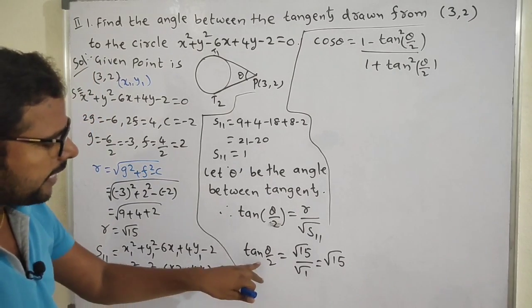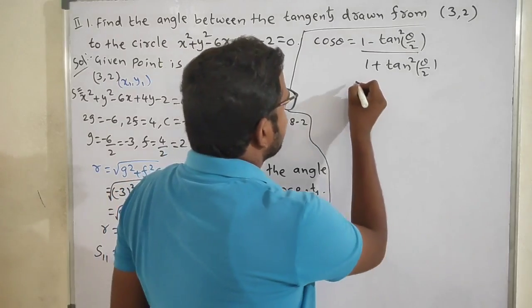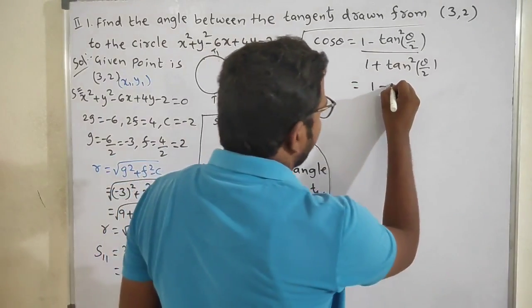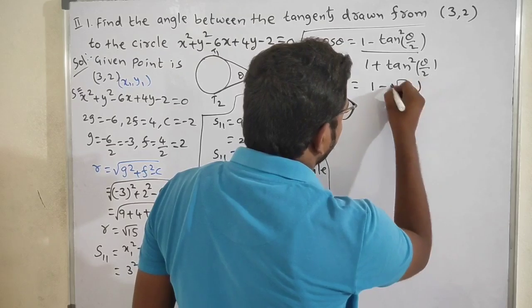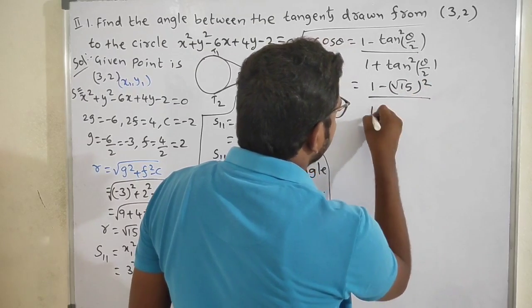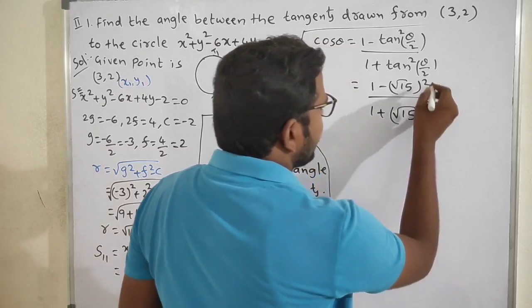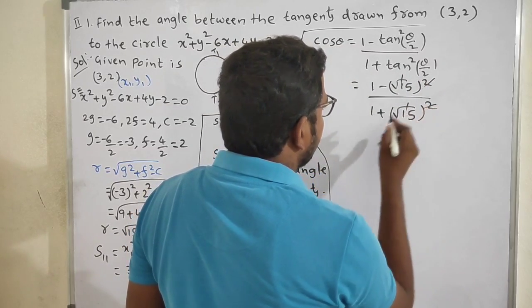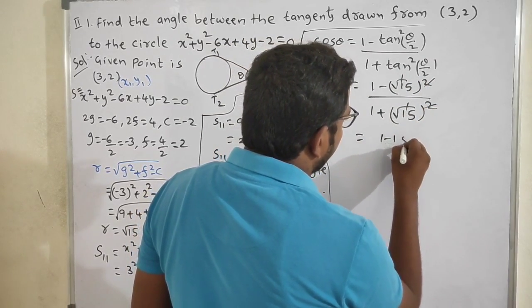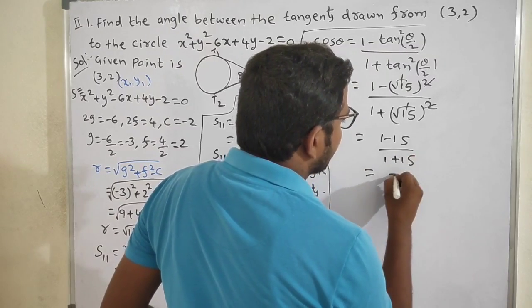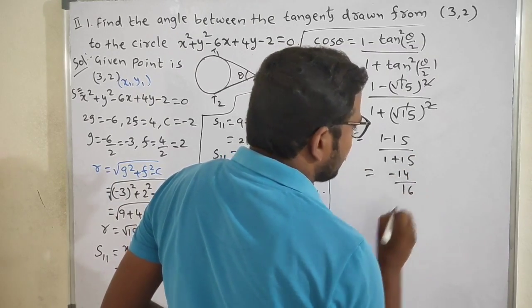Now substitute the tan theta by 2 value here. Tan theta by 2 equals root 15, so it is 1 minus root 15 whole square by 1 plus root 15 whole square. Here the square root gets cancelled. So 1 minus 15 by 1 plus 15. 1 minus 15 is minus 14 by 16.